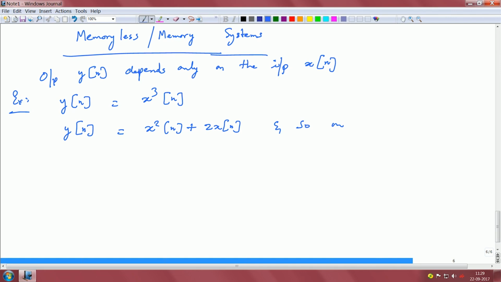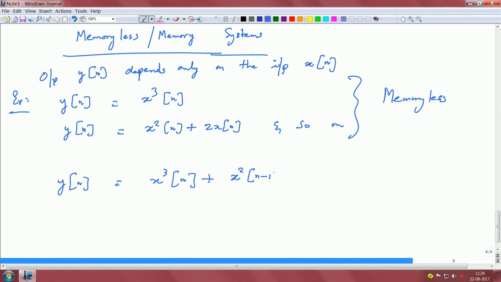Now, this is memoryless, and if, say, y of n is x cubed of n plus x squared of n minus 1 plus x of n minus 2, suppose, then we can think about this as a system having memory, because you are requiring some inputs from the past, that is at time step n minus 1, at time step n minus 2, and so on and so forth.